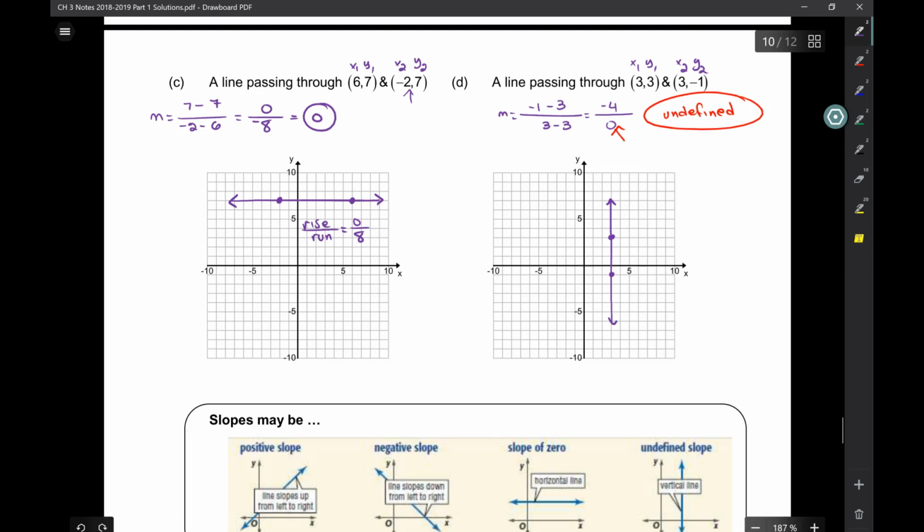Wait, what did it go? Okay. Down? My turn now. My turn. Listen.